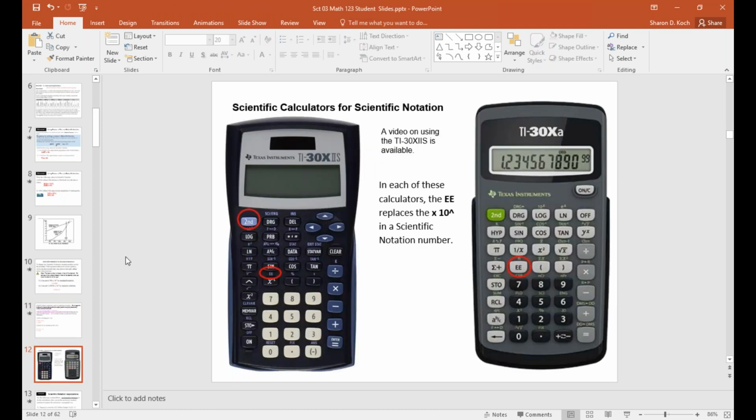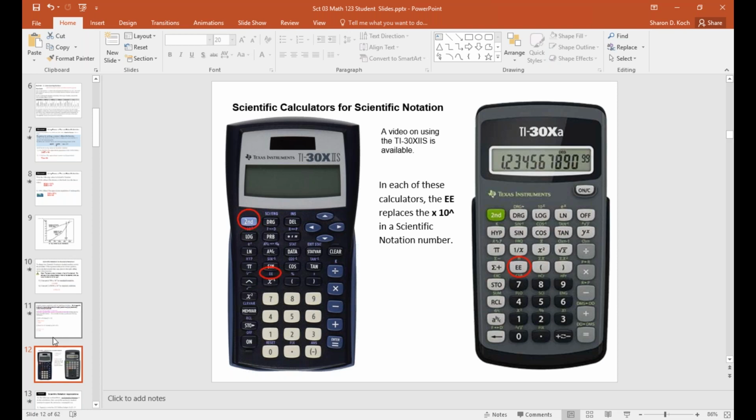Now, it just so happens that if you have a scientific calculator, it actually has a function to put these into scientific notation form. Okay, and that's the double E button. In order to use the double E button on this first calculator, which is the one that I have, I actually have to hit the second function and then this, because the double E is actually on the back part of the calculator. It's not on the front part of the button. So that's the second function of that button.